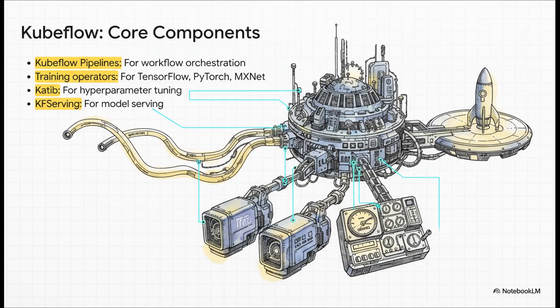Then there are specific training operators designed to handle popular frameworks like TensorFlow and PyTorch. There's a component called Katib that automates a super important step called hyperparameter tuning. That's basically testing thousands of different settings to find the absolute best ones for your model. And finally, KF Serving takes over to serve your model up to the world.